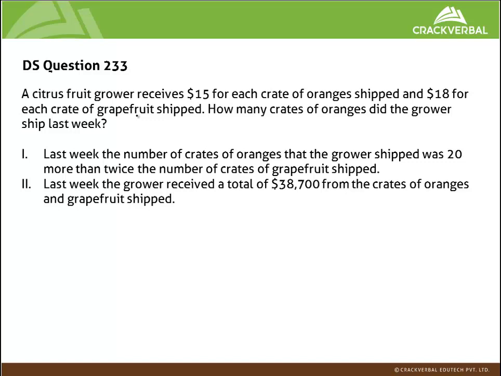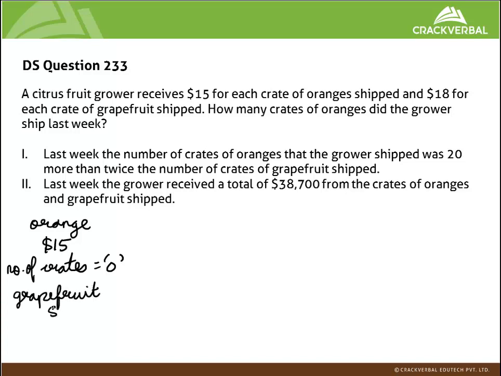While dealing with data sufficiency word problems, the best thing to do before jumping into the statements is to deconstruct the question stem itself. The question stem tells us a citrus fruit grower receives $15 for each crate of oranges that is shipped. So let us keep the total number of crates shipped to be O. Similarly, he receives $18 for each crate of grapefruit shipped. So let us keep the number of crates of grapefruit to be G.